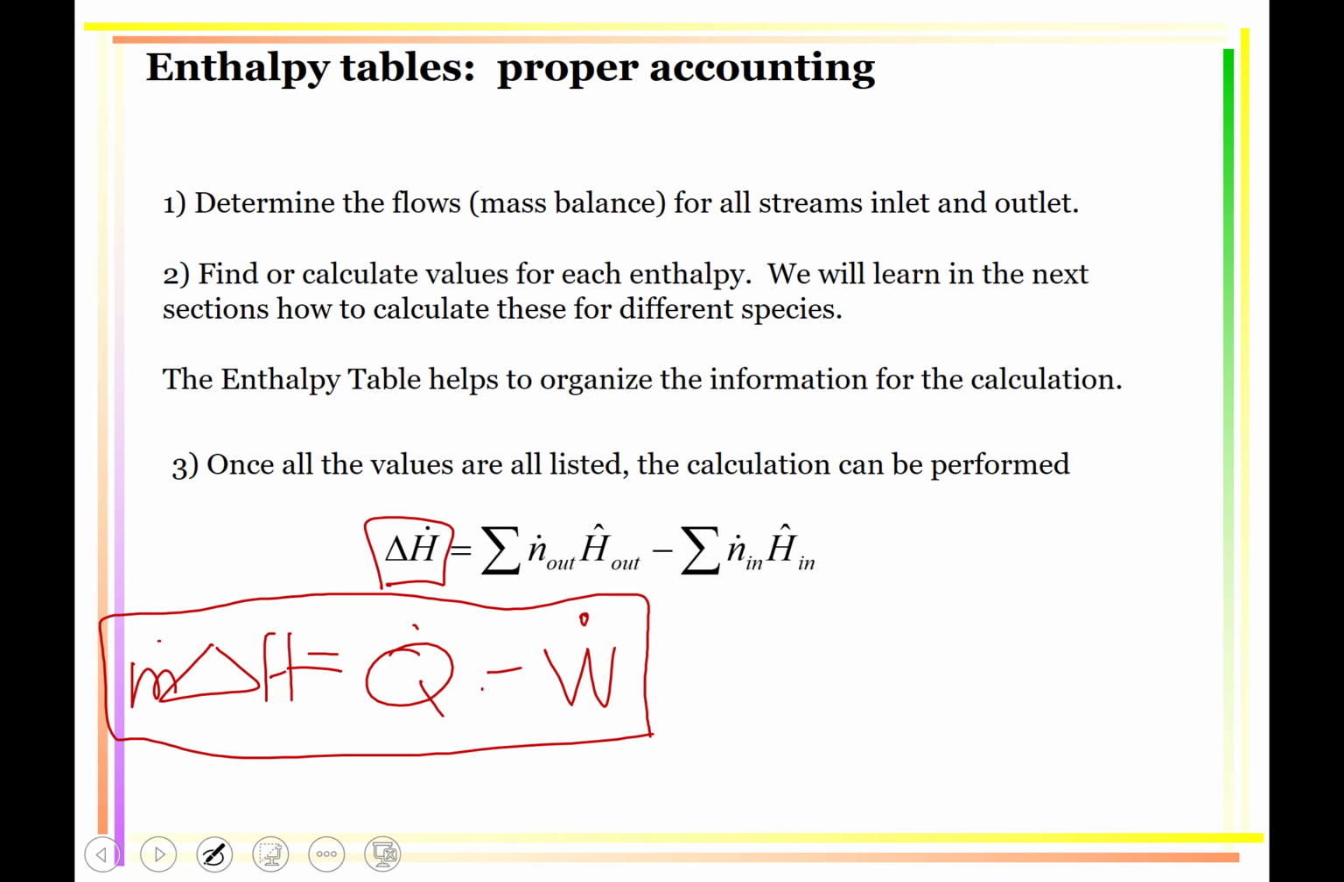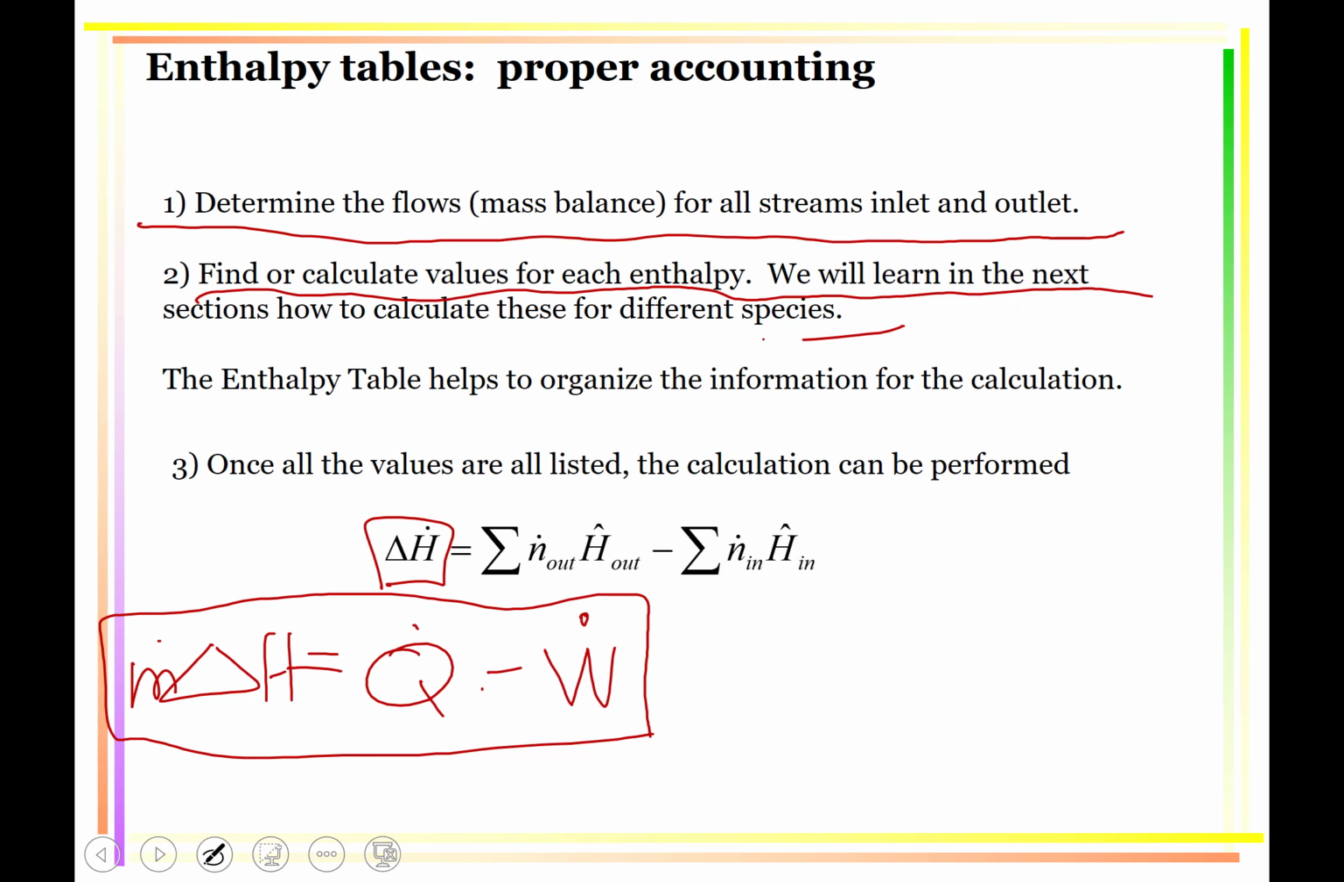So first we do the mass balance and find all the flow rates. It may be mass, it may be moles. Then we find or calculate values for each enthalpy. As we go through this chapter, you're going to learn how to do that for the different species. And then once you have the table completed, you solve for delta H, which is the sum of N dot out, H hat out, minus the sum of N dot in, H hat in.